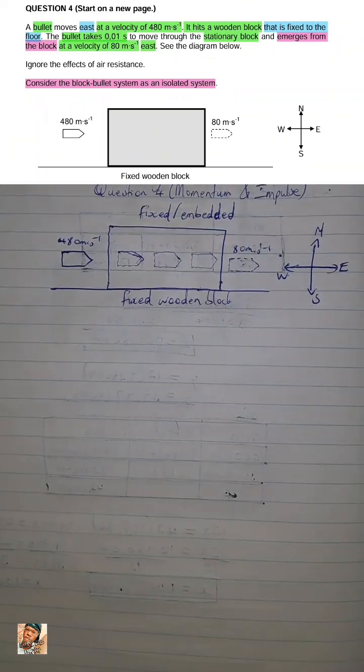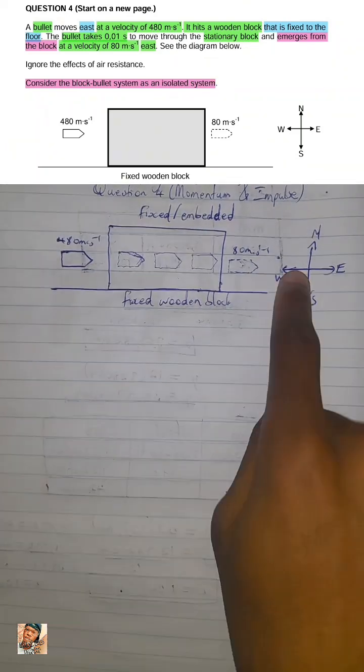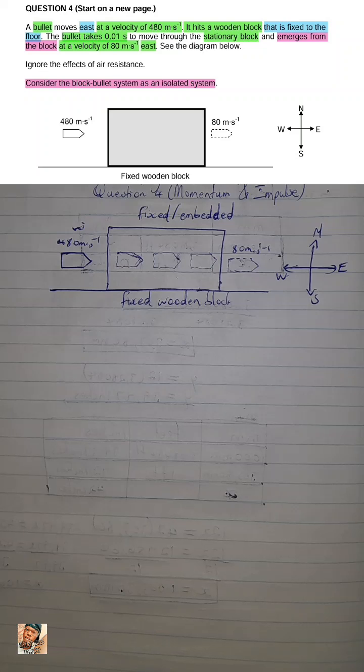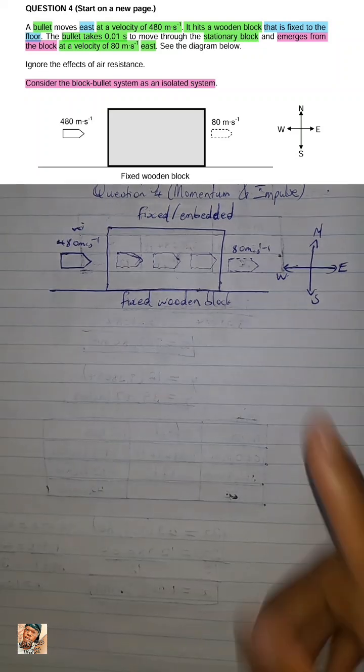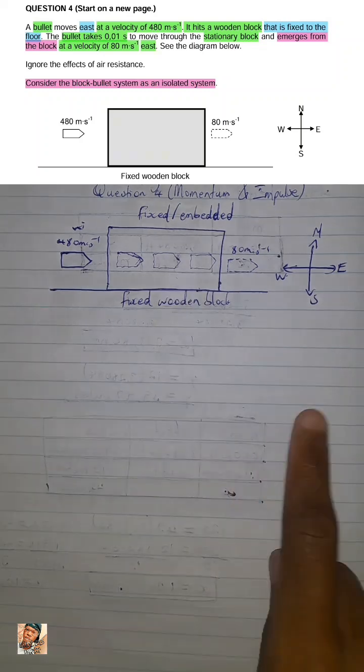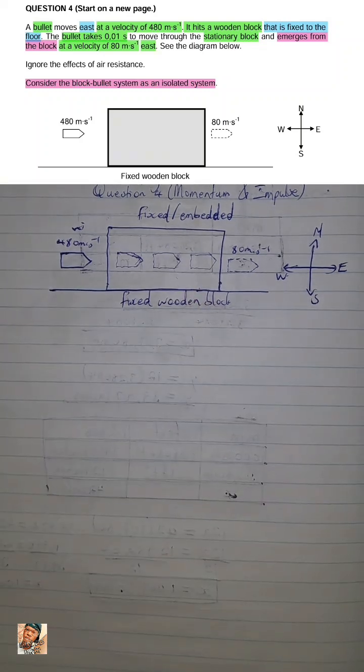Okay, well, they're saying a bullet moves east, so it's going to go to the right at a velocity of 480 meters per second. So that means this is the initial velocity of the bullet. It hits the wooden block that is fixed to the floor. So when they say it hits, that means this bullet is going to apply a force on the wooden block. But since the wooden block is stationary, it is just not going to be moving.